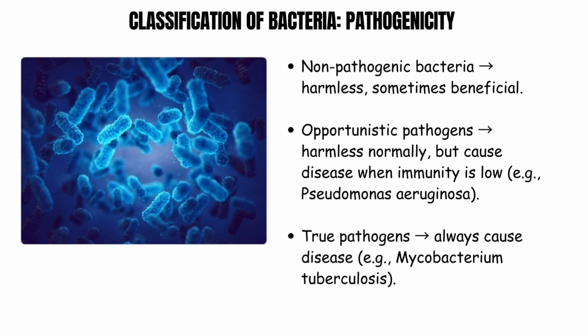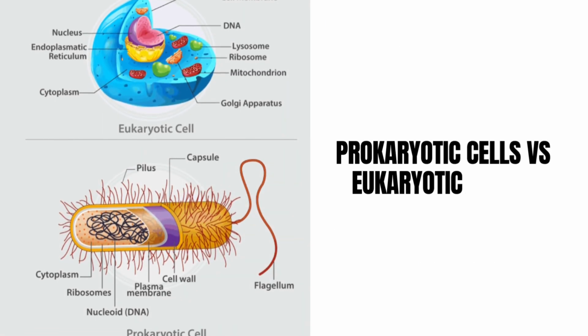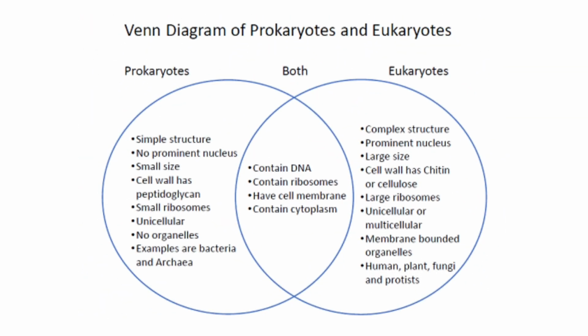Then we have the true pathogens. Those are bacteria that always cause disease. An example is Mycobacterium tuberculosis that is responsible for tuberculosis. They always cause disease. Finally, we are going to be looking at the prokaryotic cells versus the eukaryotic cells. And of course, bacteria are prokaryotic in nature, and we have the unicellular eukaryotic cells.